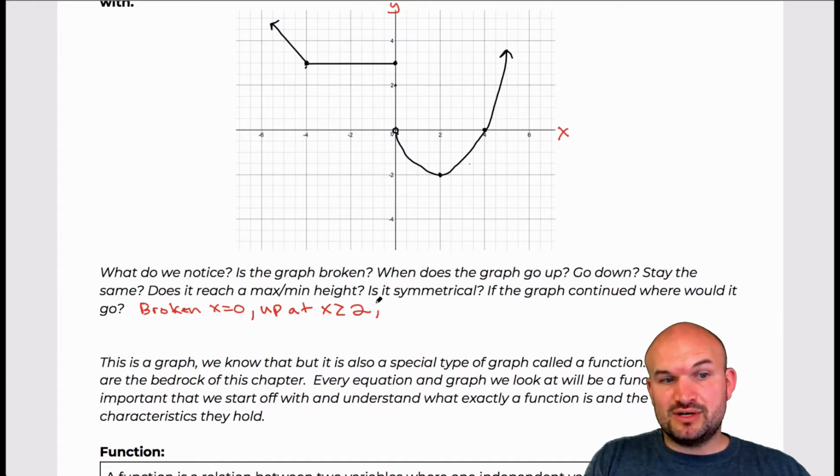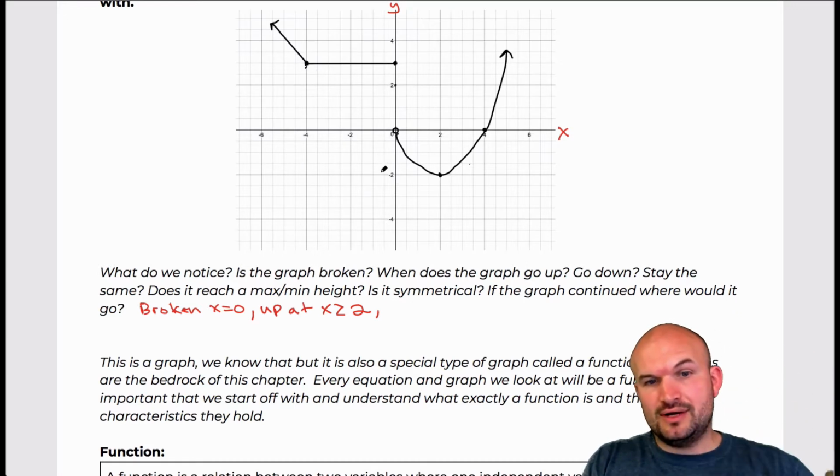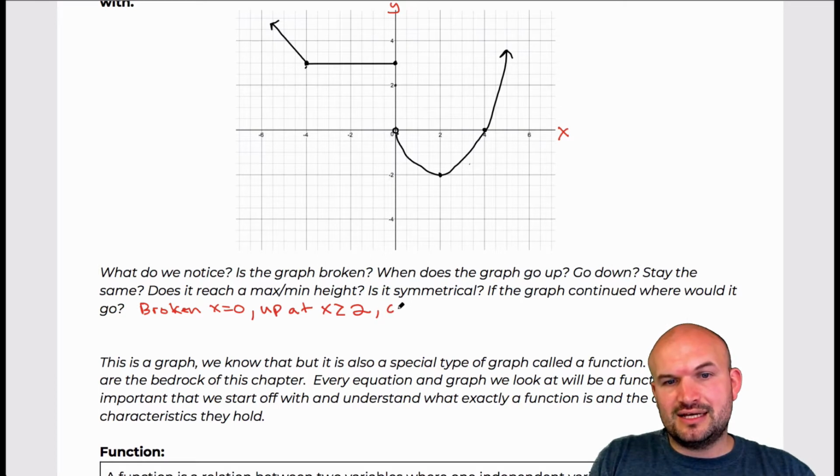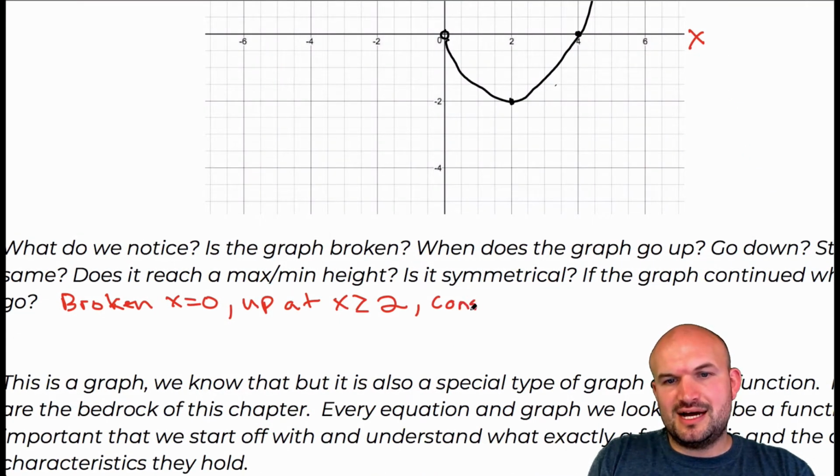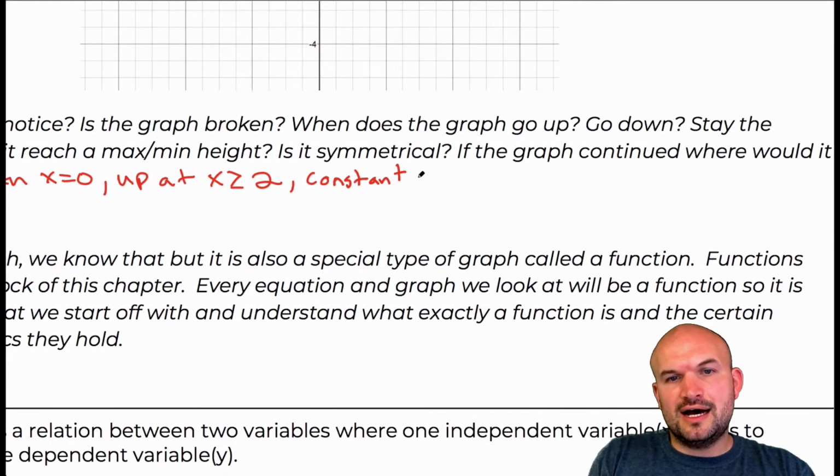The next one: when does it stay the same? It stays the same for all x values between -4 and 0. It's not going up or down at all, so I'm going to say constant. I'm having a hard time writing this, so I have to zoom in. Constant when -4 is less than or equal to x, which is less than or equal to 0.